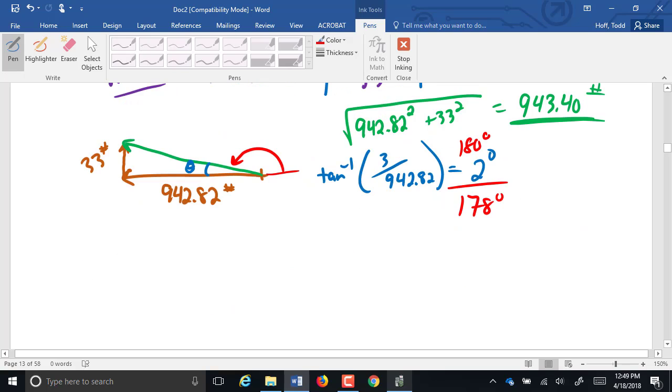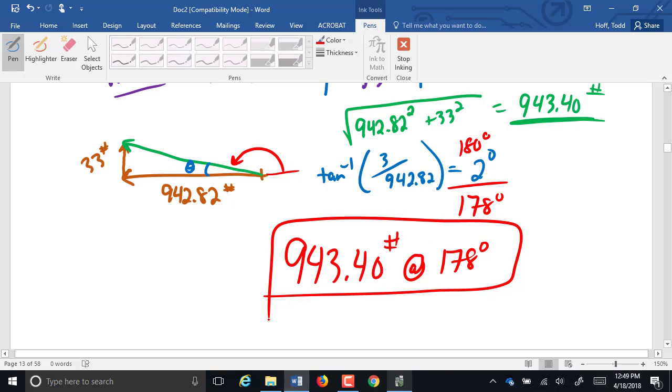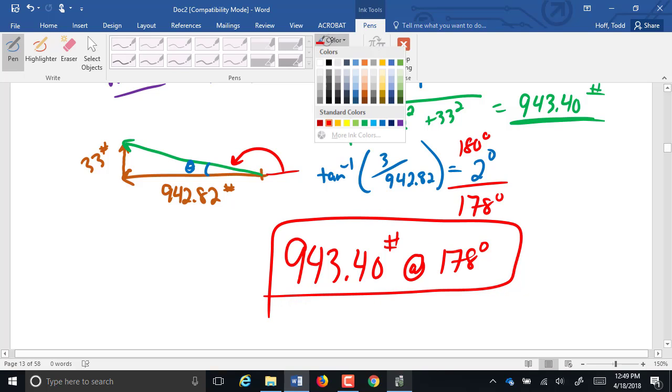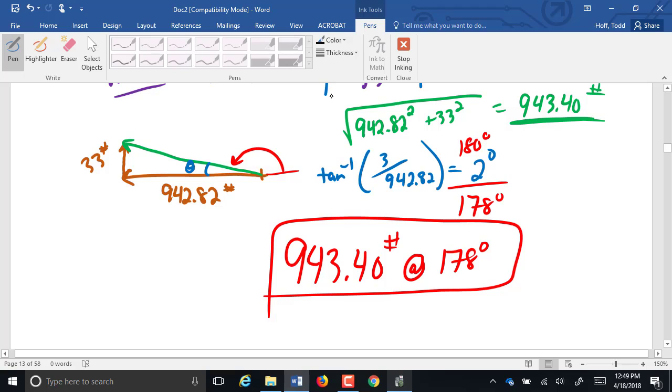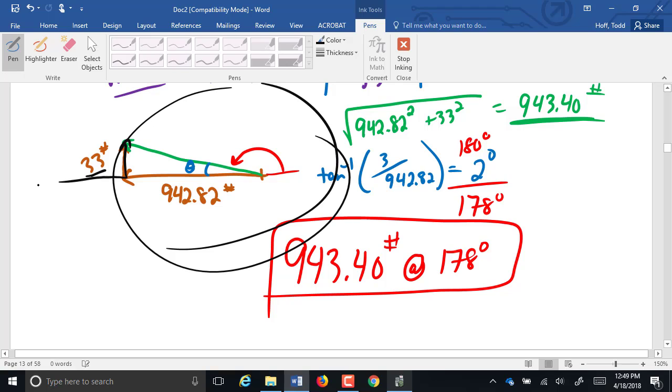So that resultant is 943.40 pounds at 178 degrees. What do you think? Good stuff? Because this was positive, that means it's above the 180. You're looking at the unit circle. 180 is right here. If it were negative, it would be 182.